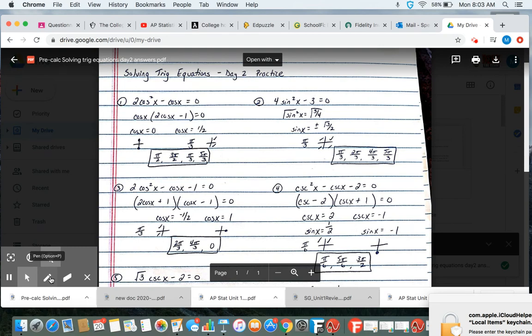So we're solving these trig equations. Our answers are going to be special angles: the pi over threes, the pi over sixes, fours, the ones that fall on the x or the y axis.